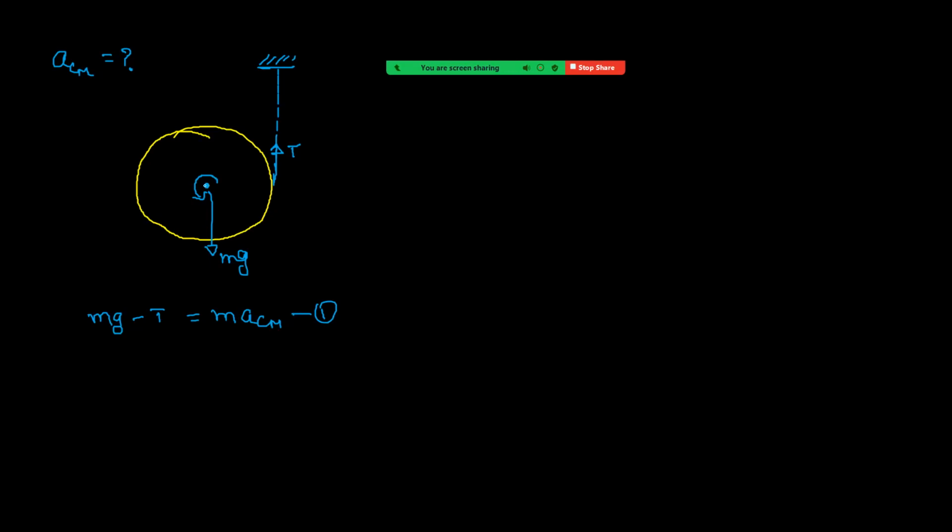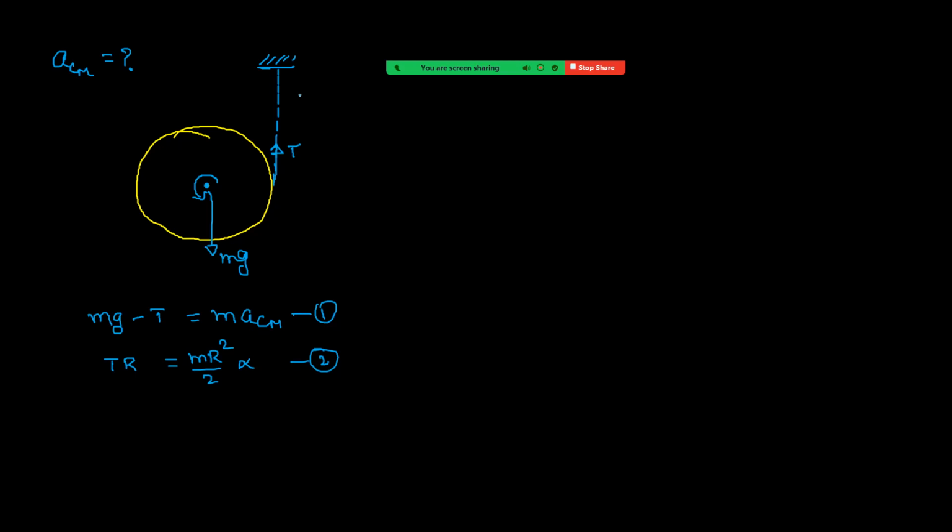Next, take rotation about the center of mass. When we take the torque equation about the center of mass, because of gravity there is no torque. Torque is only because of tension, and that torque is anti-clockwise. So T into R is equal to I, which is MR square by 2 about its own axis, into alpha. See the number of unknowns: tension, ACM and alpha. So we require one more condition connecting ACM and alpha.